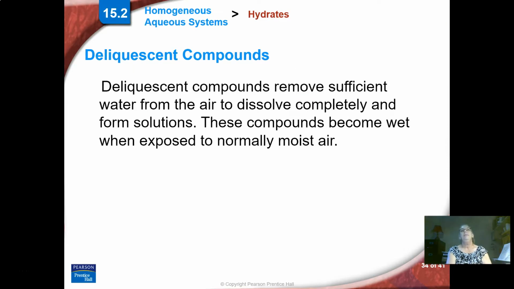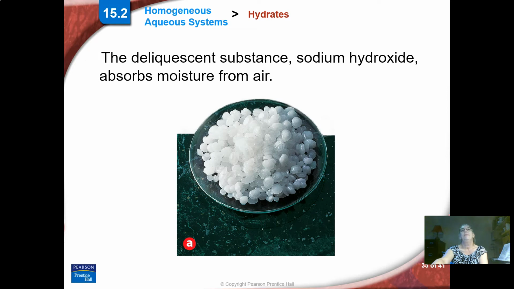So some compounds can remove water from the air, and when they do, they become like solutions. It's really crazy in the lab. Sometimes you'll open up a bottle of a chemical, and it went from solid to a liquid because it grabs all the moisture from the air. It's really weird. So sodium hydroxide will do that, and we use sodium hydroxide a lot. And usually it's in little pellets like this. If you leave it in the air, and the air is very humid, it's going to grab the water from the air and start dissolving right there.